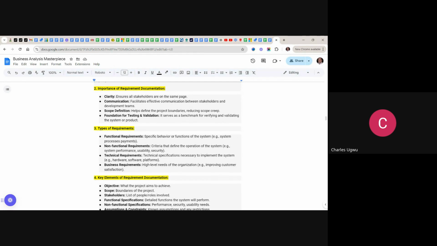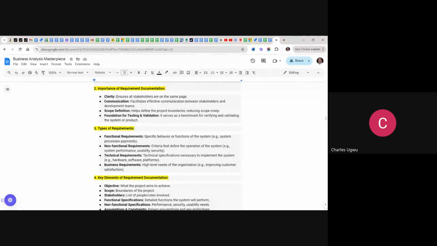But non-functional requirements are requirements that exist but are not visible. We can't see them, but we can feel them, like system performance when the system is not performing well. Security of a system: we can't see it, but we know that it exists within the system. So these are some of the non-functional requirements. These are part of the things we are going to document.